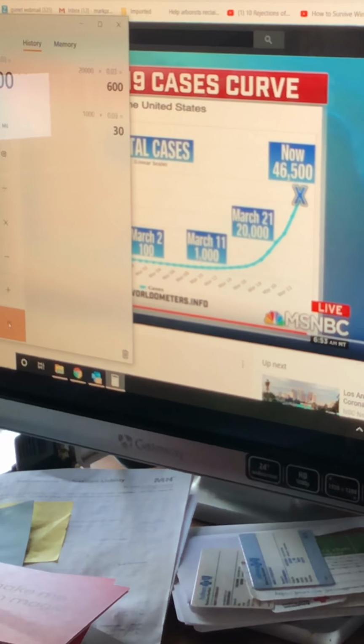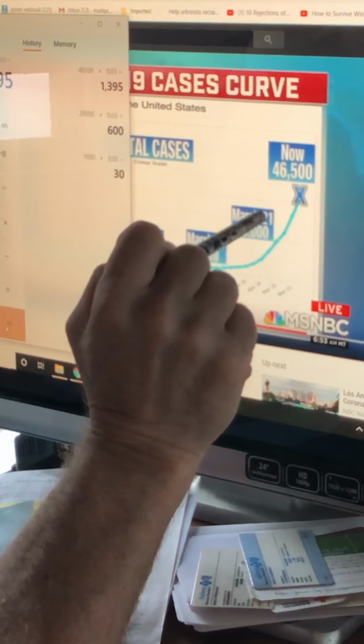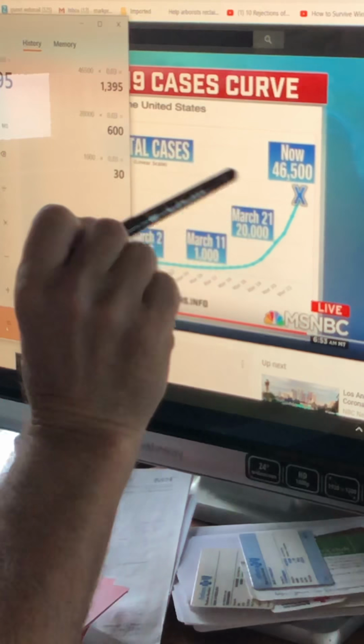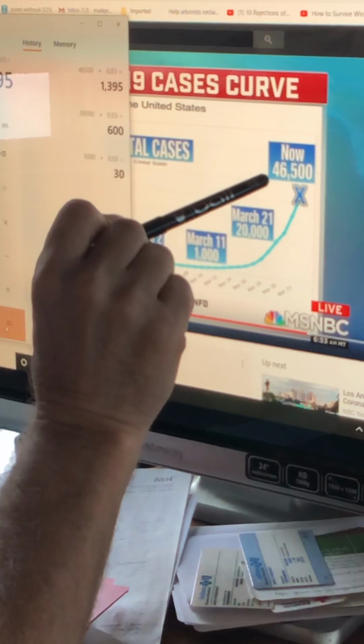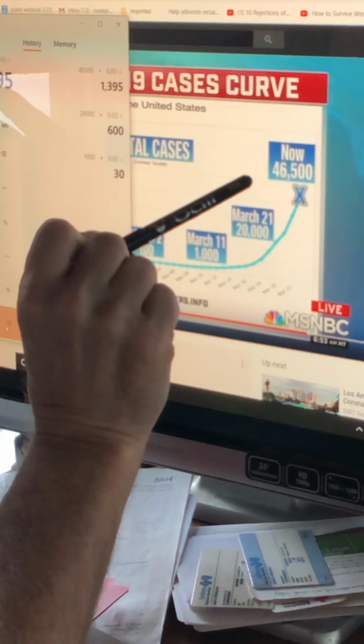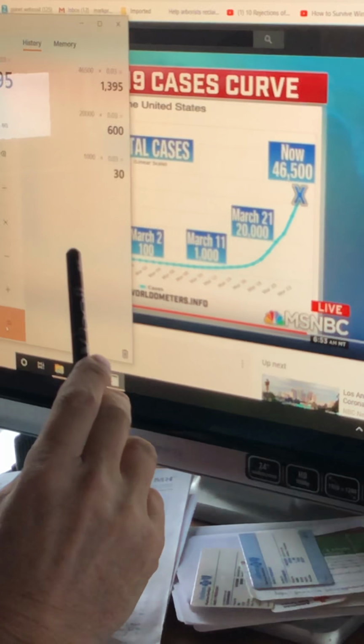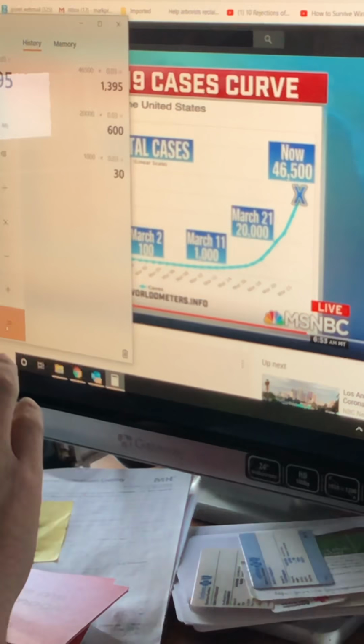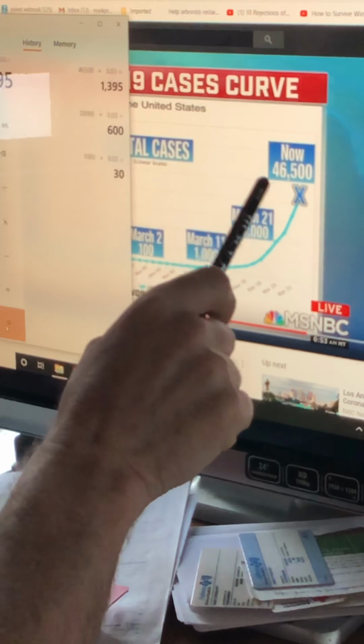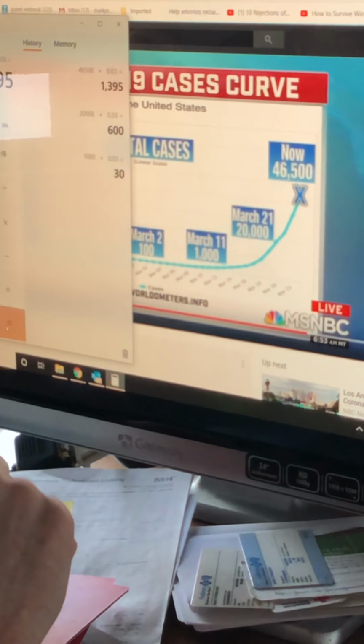That's 3% of 20,000. So now if we go to 46,500 times 0.03, that means by the time we get out here to today's date, which is March 24th, that's another 3 days there, 3% of 46,500 is 1,400 people dead as of today. They may not have died quite yet, but that's the number we expect to die at 46,500 infections.